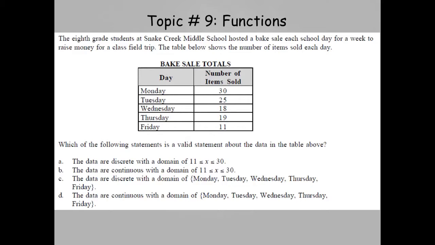Okay, so is it A, the data are discrete with the domain of 11 is less than or equal to x, which is less than or equal to 30. So what that basically means, in case you were wondering, is x falls between 11 and 30, and of course could include 30, possibly. B, data is continuous with the same domain, between 11 and 30. C, data is discrete with the domain of Monday, Tuesday, Wednesday, Thursday, and Friday. D, data continuous with the domain of Monday, Tuesday, Wednesday, Thursday, and Friday.